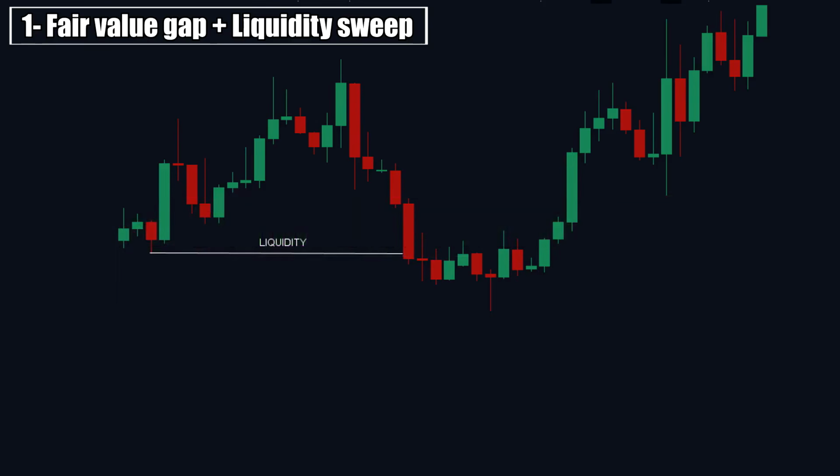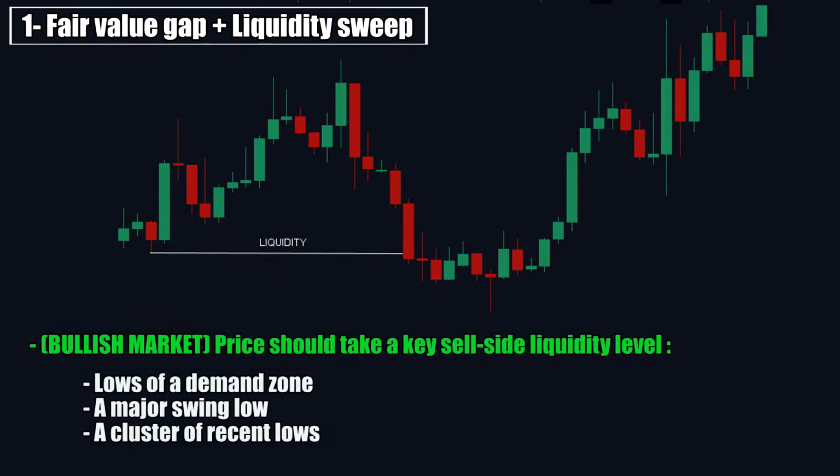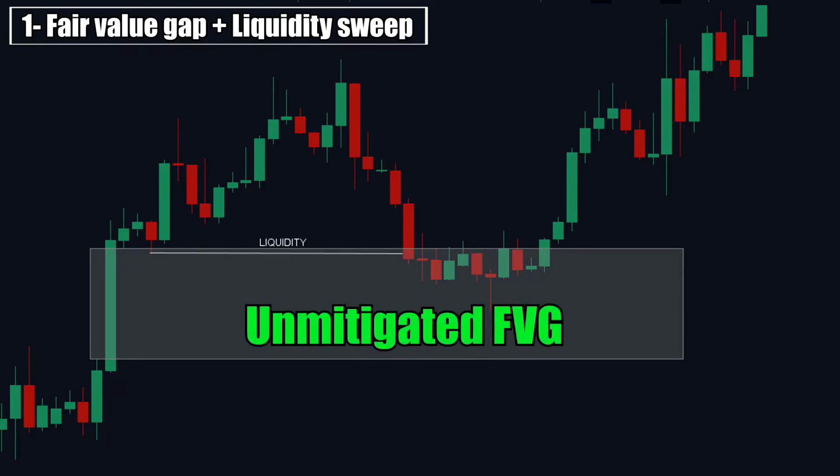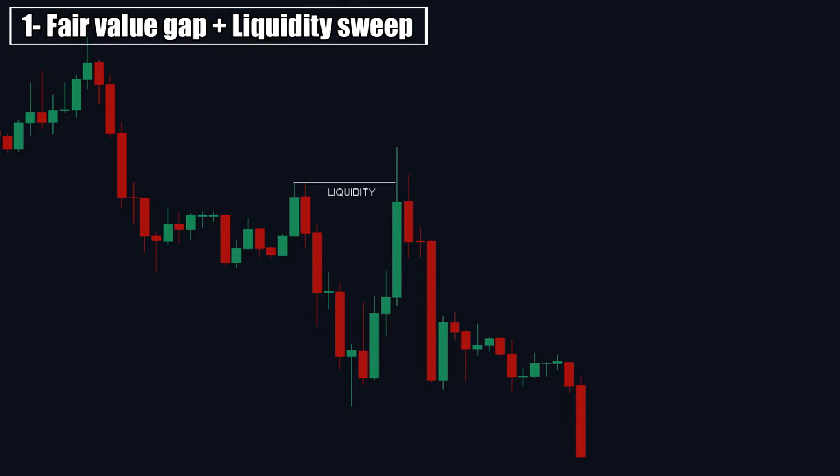In a bullish market, this setup activates when price takes out a key sell-side liquidity level, such as the lows of a demand zone, a major swing low, or a cluster of recent lows, and immediately taps into a bullish, untouched FVG. After the gap is filled, price typically makes a sharp reversal and continues pushing higher in line with the prevailing trend. In a bearish context, the logic is the same, but reversed.